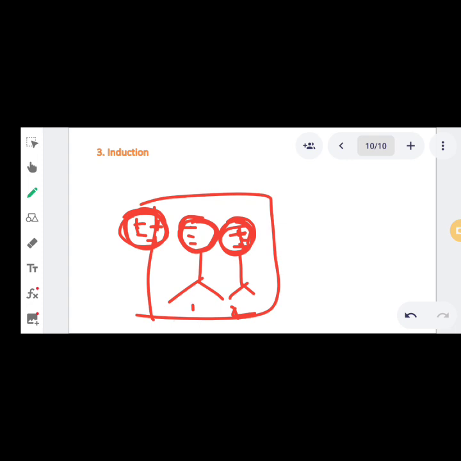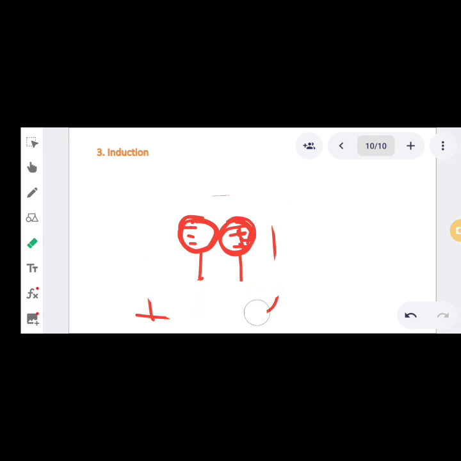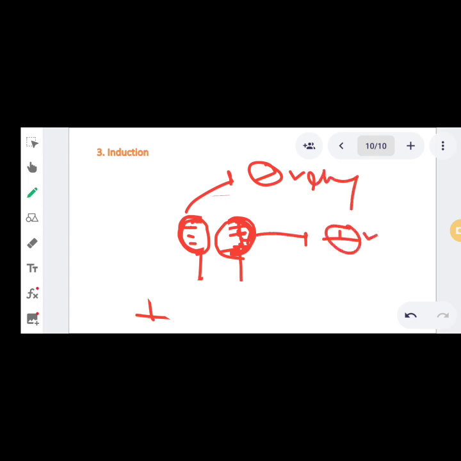Then in the next step, we will remove this positively charged body, then we separate these two. So we will get two bodies, one negatively charged and the other positively charged. This is the negatively charged body and this is the positively charged body. This is how charging is done by the induction method.